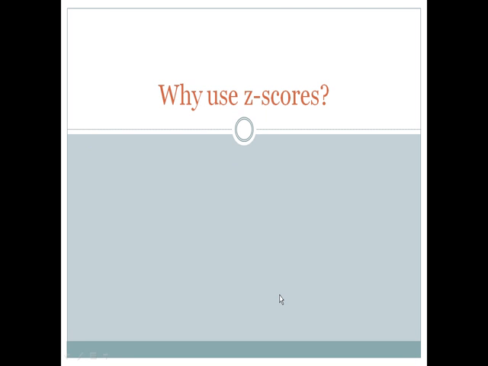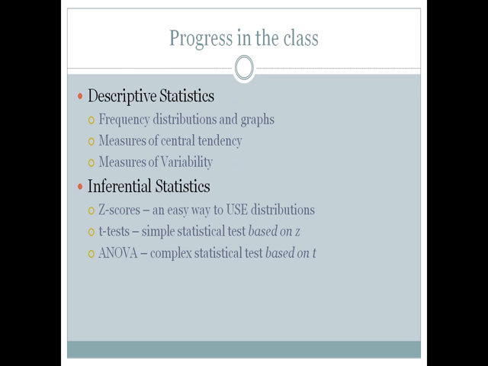Alright, first let's talk about why do we use z-scores. So what are z-scores and why would we use them? But before we do that, let's stop and take a look at where we are relative to the other topics in the class. So we started with descriptive statistics, frequency distributions, mean, median, mode, and all that. Next we're going to inferential statistics. The first introduction to inferential statistics that we're going to see is a test using z-scores, and then later we're going to build on that and get more complex to other tests in the class.